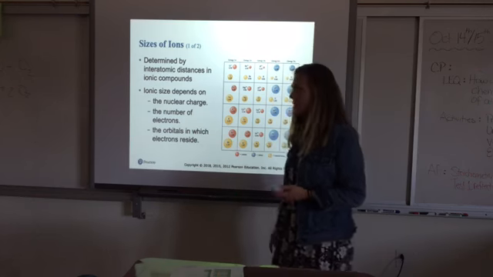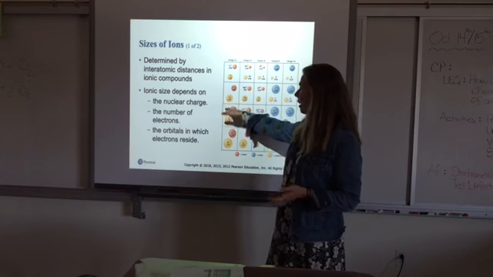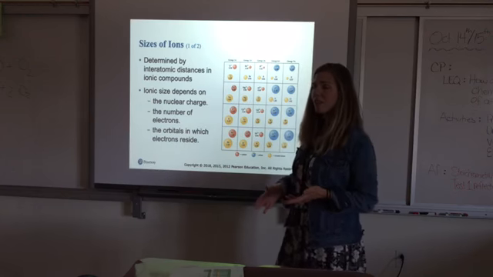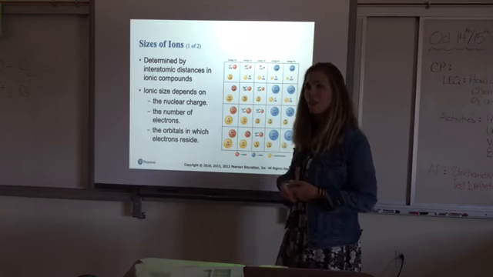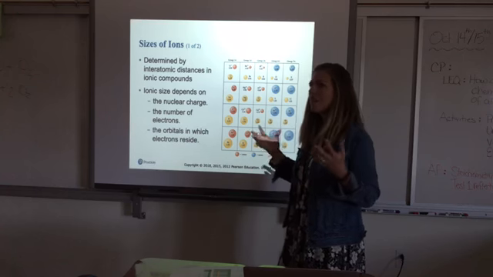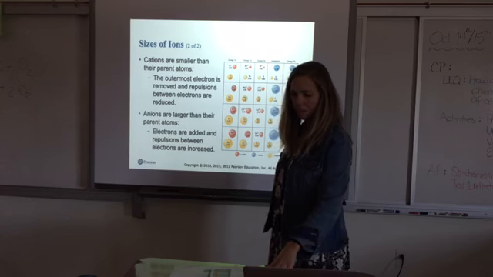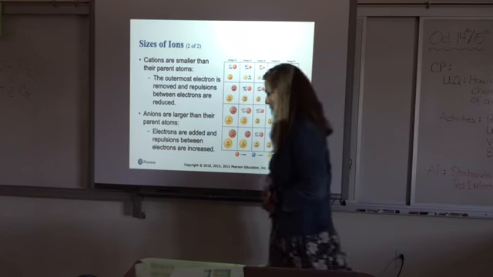Then you have to consider which orbitals or sublevels we're talking about. Alkali metals and alkaline earth metals are getting rid of their outer electrons, which are in the outer sublevels, which means they're actually decreasing in size.